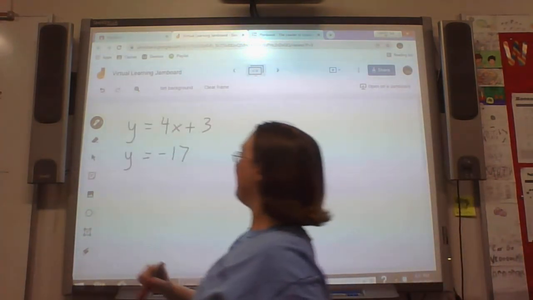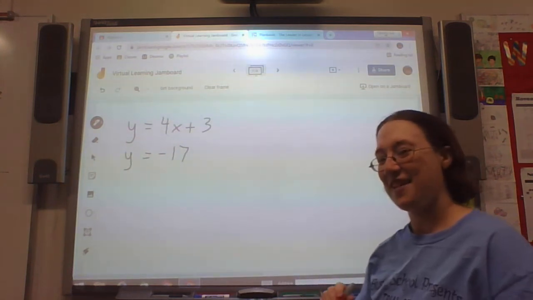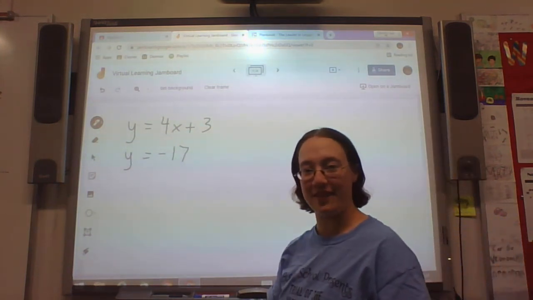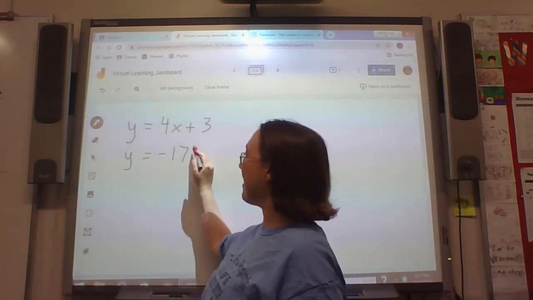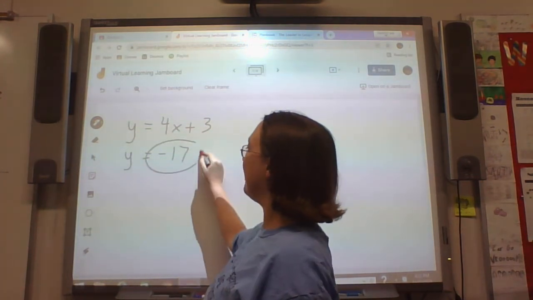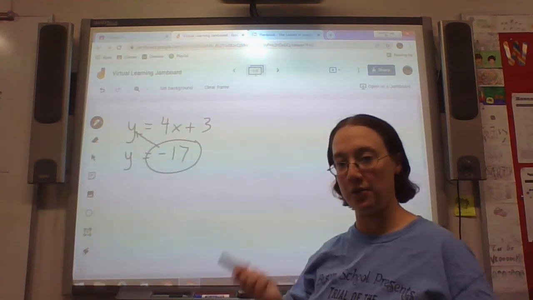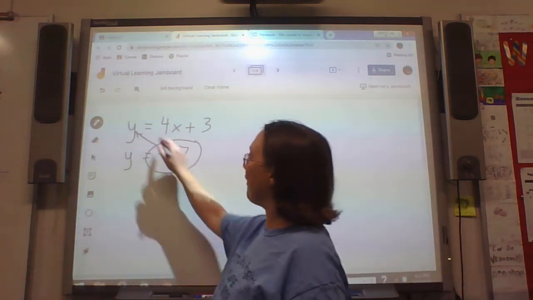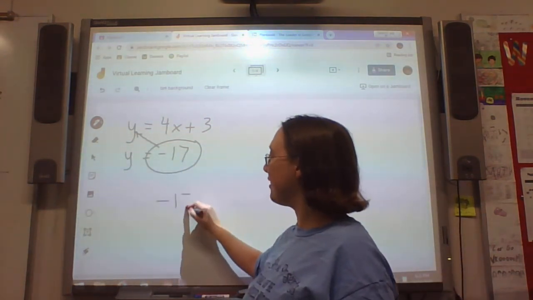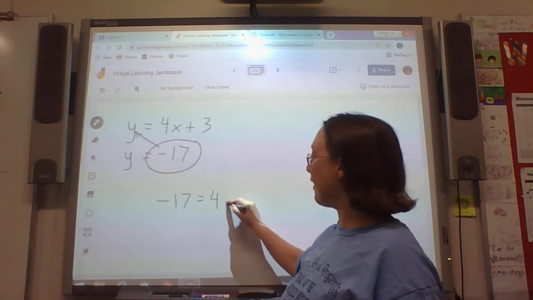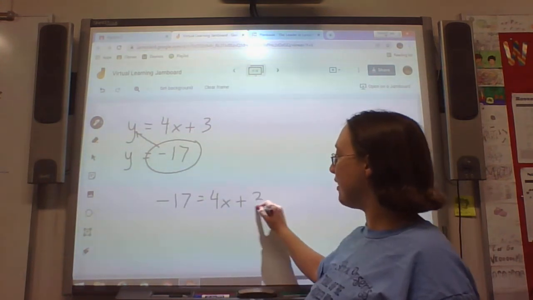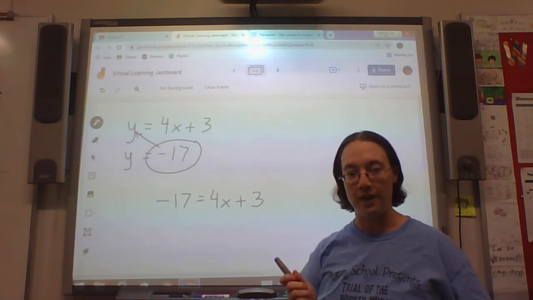Oh dear, this one has some negatives. So we don't change what we're doing just because there are suddenly negatives. So we're still going to take that negative 17 and we're going to substitute it on in for that y. Just watch out, don't lose that negative when you're plugging it in. So this is a negative 17 equals that 4x plus 3. And now we're going to solve that for x.